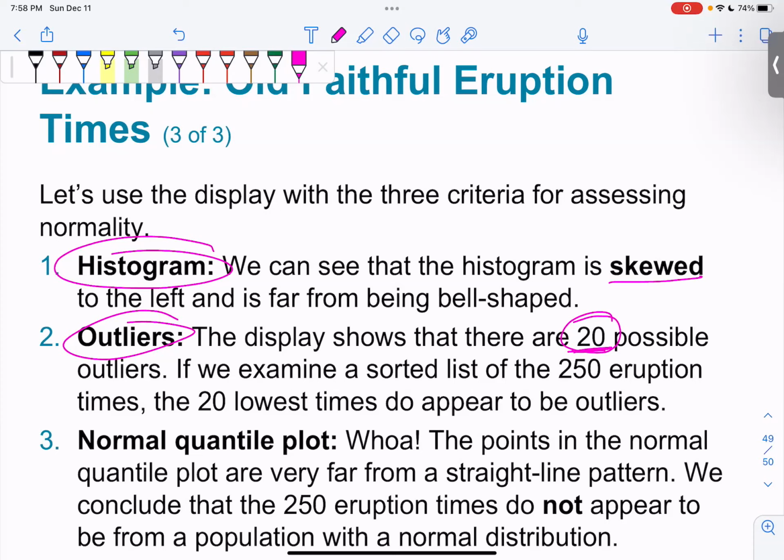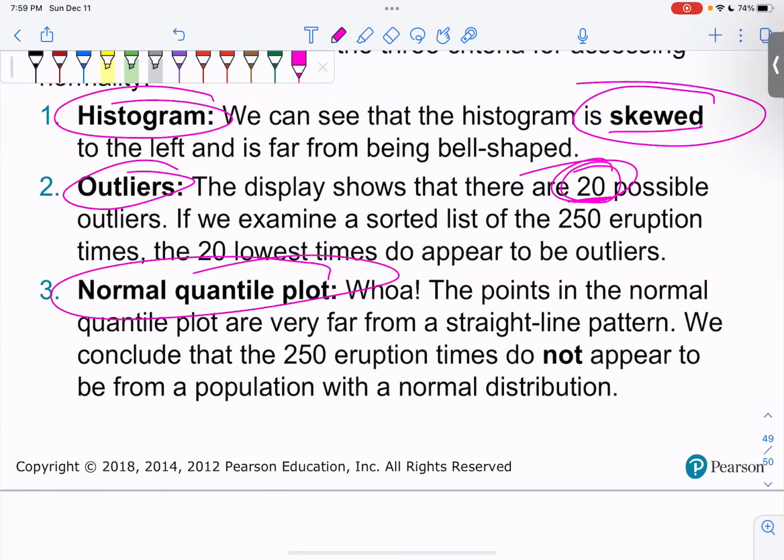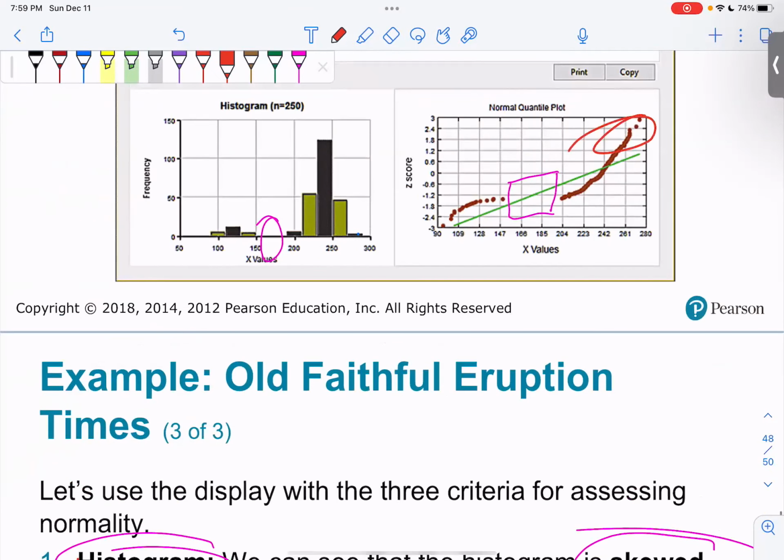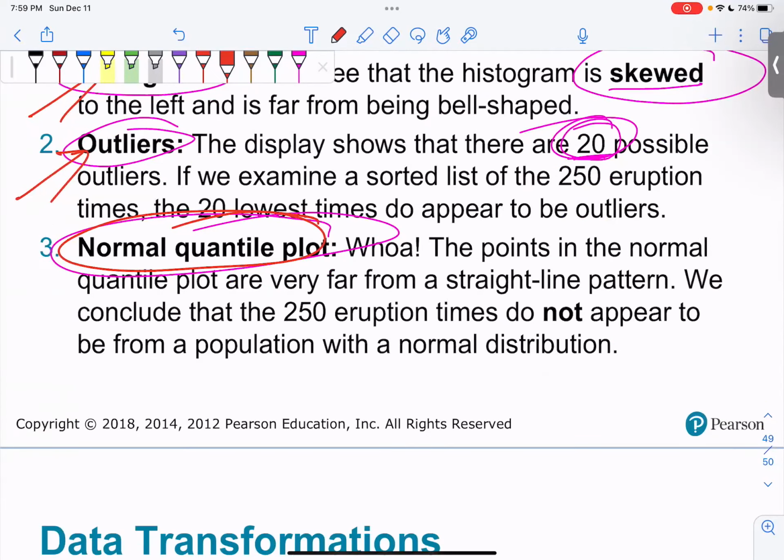Okay, so now if we use the histogram, this is skewed, which is not in the bell shape, right? And then the outliers, we have more than 1 outlier. We don't even need to use the QQ plot, because with the histogram and the outliers, both of them tell us that this is not a normal distribution. But even if we use the QQ plot, we can still say this data is far from the straight line.